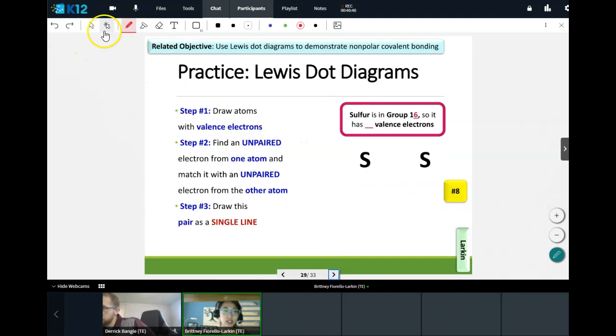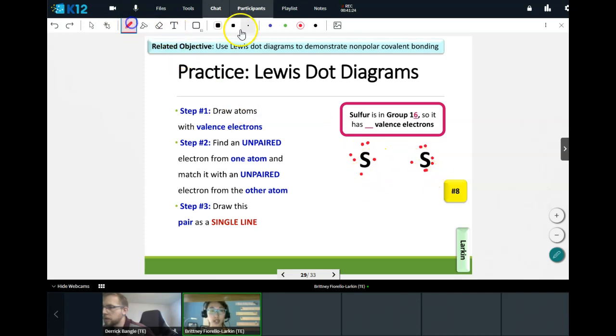Let's go ahead and take a look at sulfur. Sulfur's in group 16. How many valence electrons does sulfur have? Yes, it has 6, so let's go ahead and drop that up here. 1, 2, 3, 4, 5, and 6. And so this time each sulfur has 2 unpaired electrons, right? So each one has 2 unpaired electrons.